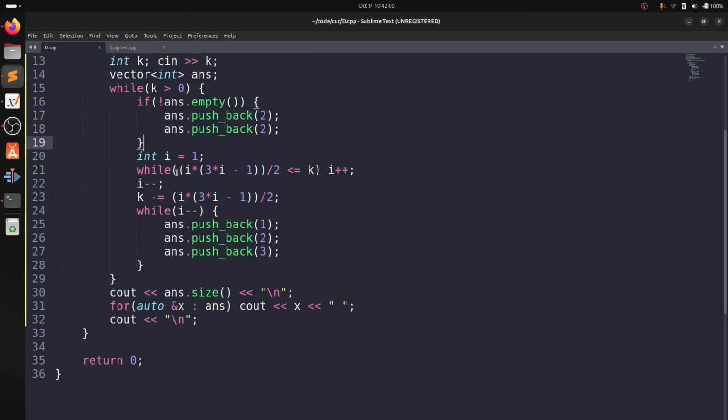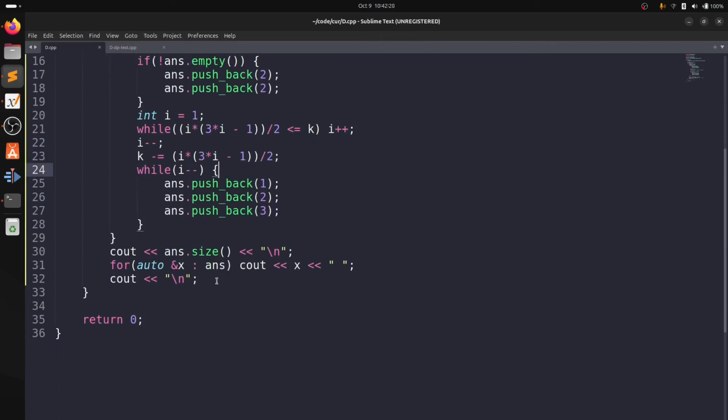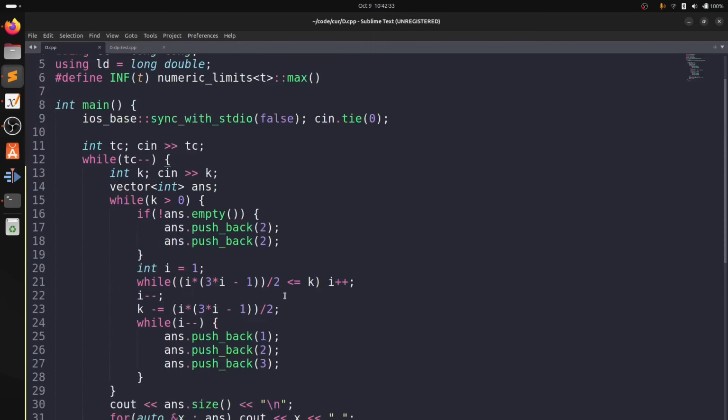Now we are finding the largest i such that i times (3i minus 1) divided by 2 is less than or equal to k. So i equals 1, while this is less than or equal to k, we do i plus plus. And at the end, we do i minus minus because it has just overshot, right? Now we can subtract this value, i times (3i minus 1) by 2, from k. And we can repeat i times and push 1, 2, 3 back to the array, right? So 1, 2, 3, 1, 2, 3, we're pushing this pattern. Finally, we can simply print the size of the answer, print the answer and go to the next test case.